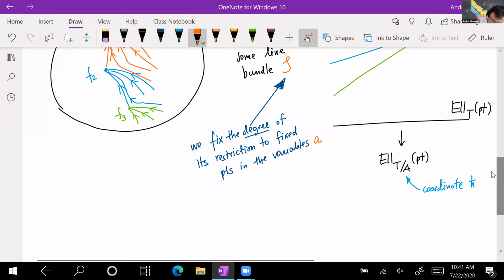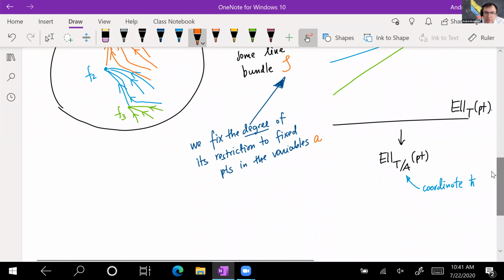What's the degree that we want to fix here? Suppose we have a fixed point, and this is my fixed point f. Then I have some attracting directions and some repelling directions. Let's say the attracting directions have torus weights wi. These are the attracting directions.